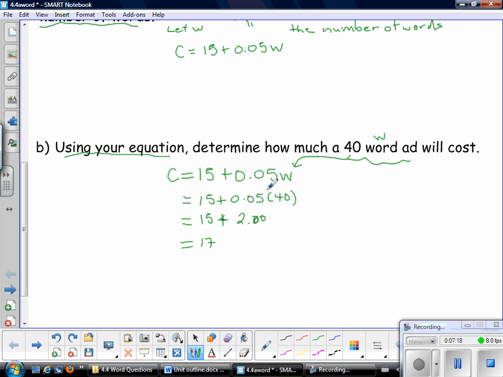So word question, so I need to put a therefore statement. Therefore, the ad would cost $17. So this is where I'm putting my units. And there are no cents, but you can put 00 if you so wish. Okay, so let's go on to the next question.